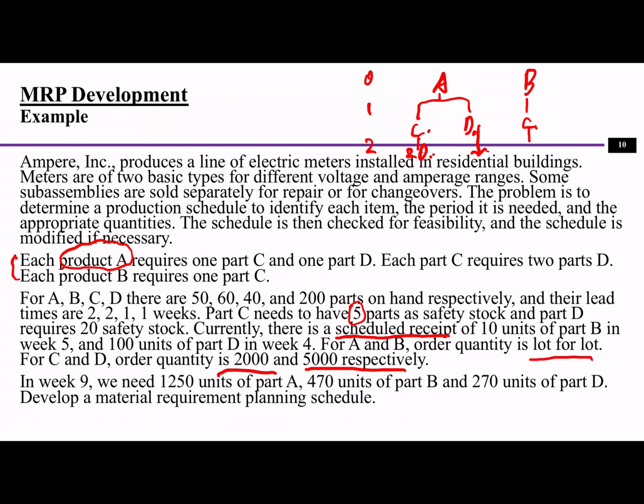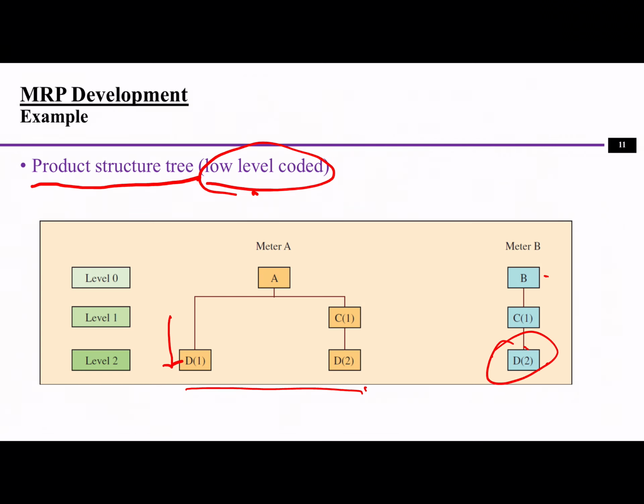You also need to add 2 Ds here, right? Do not, because this is not the low. C is not the lowest level of the parts. We need to make sure we get all the lowest level of the parts in our product tree. So that's why we have 2 Ds here. So this is how we construct the low-level coded product tree.